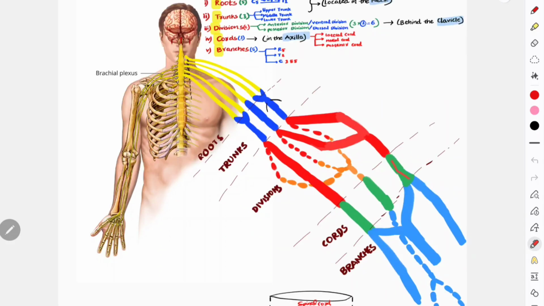The cords form branches further. The lateral cord is divided into 2, the posterior cord is also divided into 2, and the medial cord is also divided into 2. The medial segment of the lateral cord and the lateral segment of the medial cord unite to form one nerve, that is the median nerve, and the other divisions travel through the upper limb and innervate the muscles. So this is the overview course of the brachial plexus.